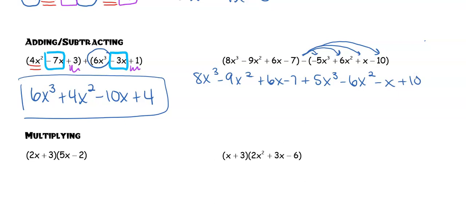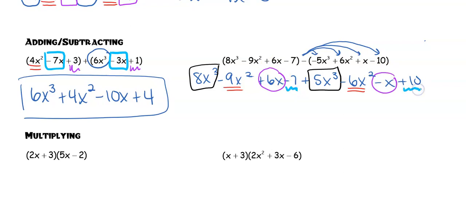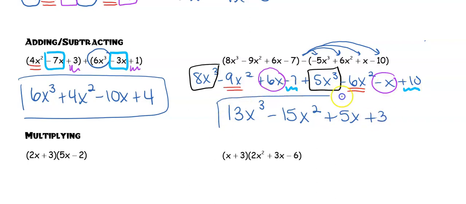Now we're back to where we were before, like terms. I've got a cubic set, a squared set, x's, and constants. So we put the largest exponent first, that's our cubic term. So 8 plus 5 is going to give me 13x cubed, a -9 and a -6, that's a -15x squared. 6 minus 1 for the x's is going to give us 5x. And then a -7 and a +10 is going to give us a 3 for our constant.